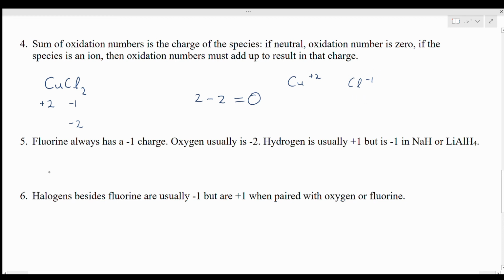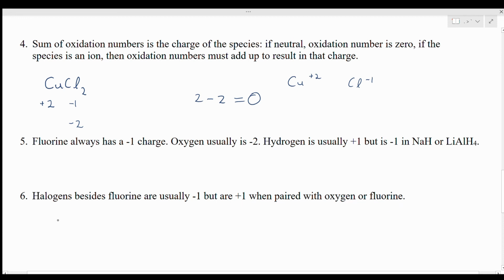Now moving on to rules 5 and 6, these are just going to be your references here. They just tell you the oxidation numbers for certain elements here. So fluorine, they tell you here, is going to have a negative 1 charge or oxidation number. Oxygen is usually going to have a negative 2 oxidation number. Hydrogen is going to be positive 1 oxidation number, but it will be negative 1 if you have it paired with sodium, and it will also be a negative 1 if you have it paired with lithium and aluminum. For rule number 6, halogens besides fluorine are usually negative 1, but are positive 1 when paired with oxygen or fluorine.